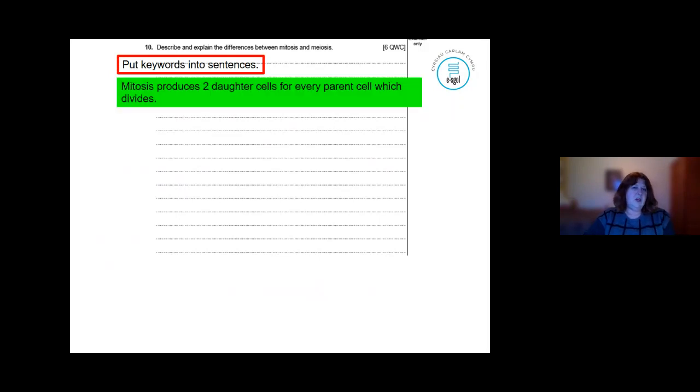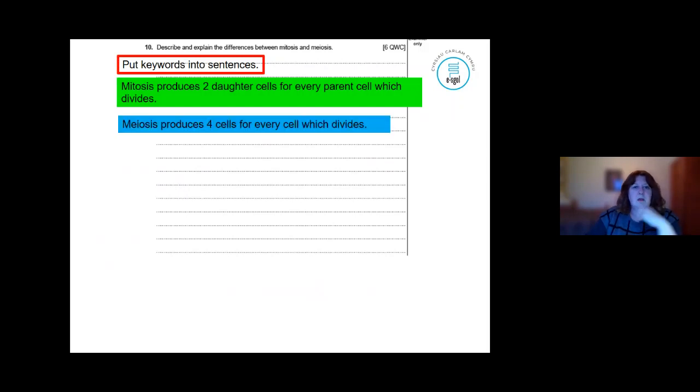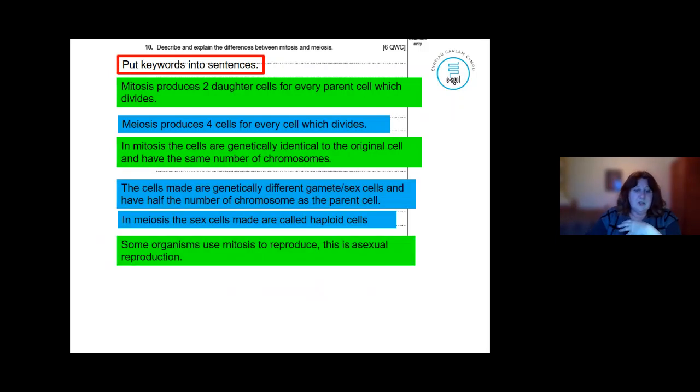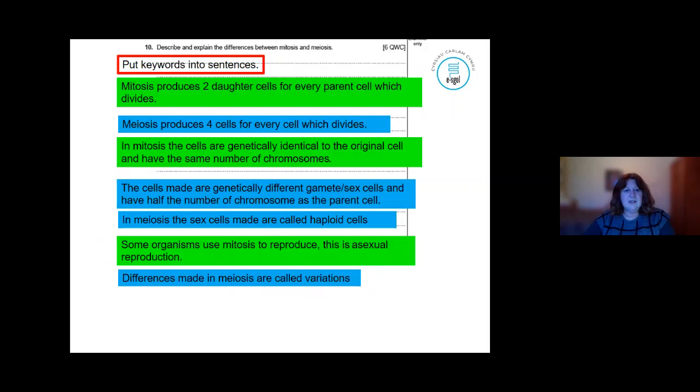And you've got all of those keywords together. And of course, what you need to do now is think about putting them into sentences. So I've just got a few examples here. Using some of those words, you can go back and look at those at your leisure. Mitosis produces 2 daughter cells for every parent. Meiosis produces 4 cells. And what I've done is put those words in what I think are sensible sentences. They're not necessarily in the correct order at this point, but they are in sentences together.